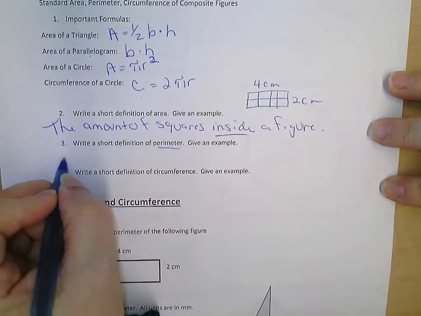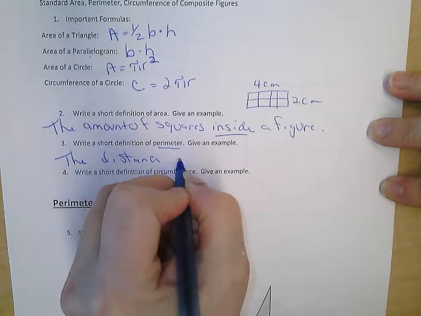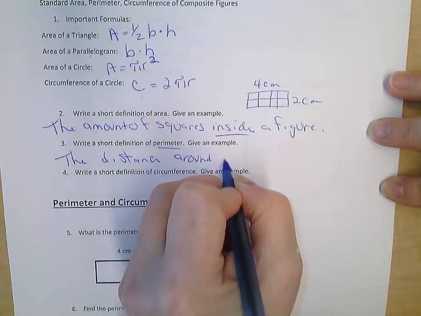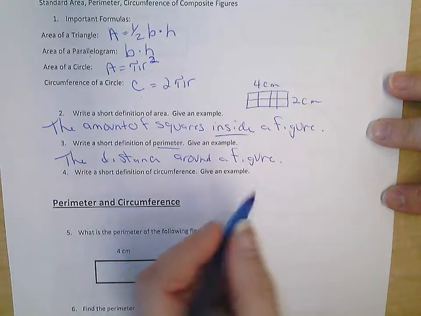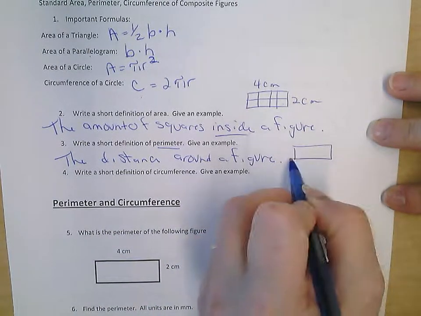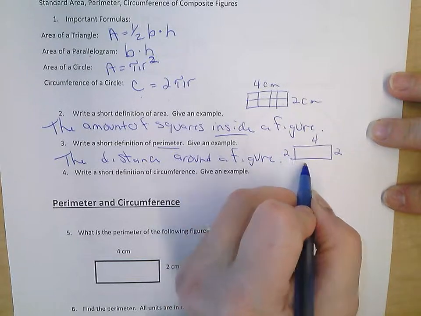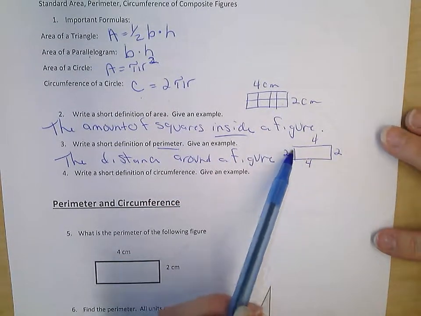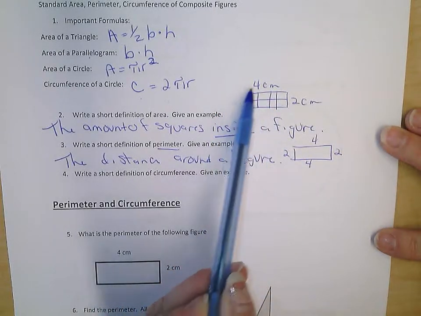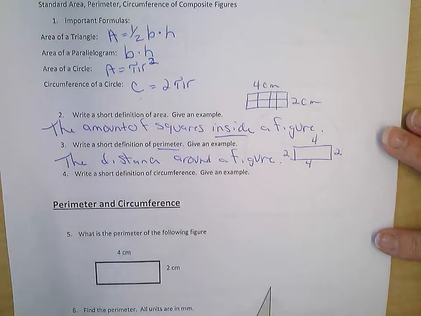For perimeter, it's the distance around a figure. So if we look at that same example, we have 2 sides here, 4. Over here is also 2 and 4. What we're going to be doing for perimeter is we add those all up. Here you can see with area we're going to multiply, but here we're going to add them all up.